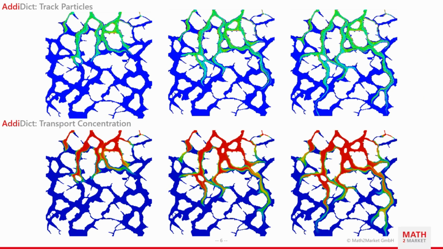We compared these results with the TrackParticles command. So the new command is called TransportConcentration. The old command with particles is called TrackParticles. Two completely different approaches. They use the same flow field here, and we compared the particles with the concentration profile, and qualitatively they are comparable, which is a good thing.